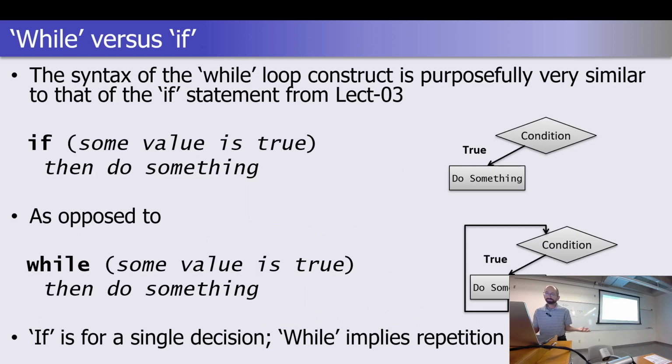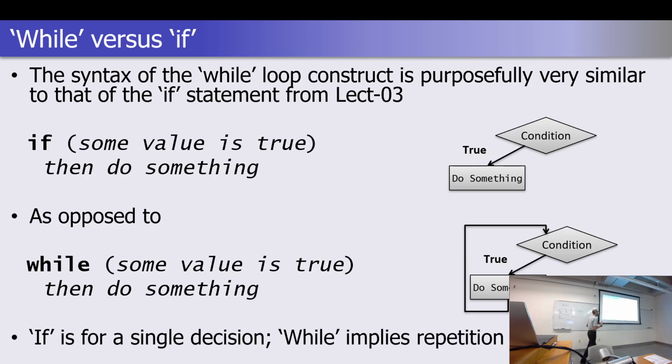Purposely very similar. So instead of if some value is true, then do something, and that's how you read it out, it should be while some value is true, then do something. And that's not to say you can't certainly have if statements inside your while loops. You can have while loops inside your if statements. It depends on what you need to do in your program. If implies there's a single decision being made at some point in time. While is there for repeating. You're going to do something multiple times.